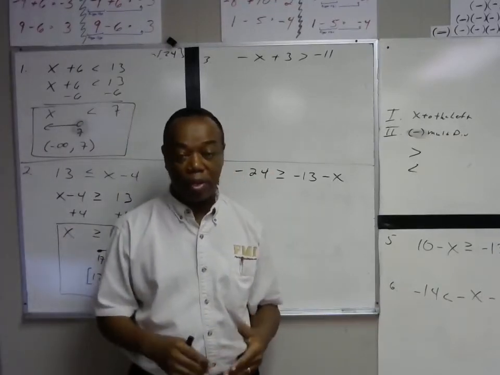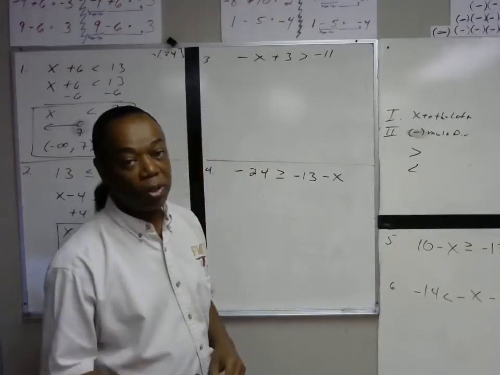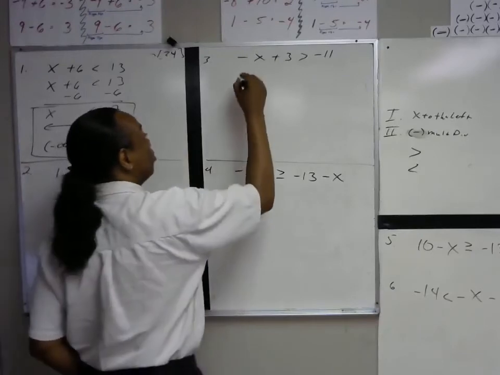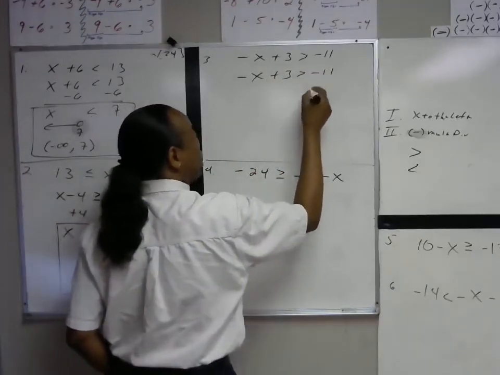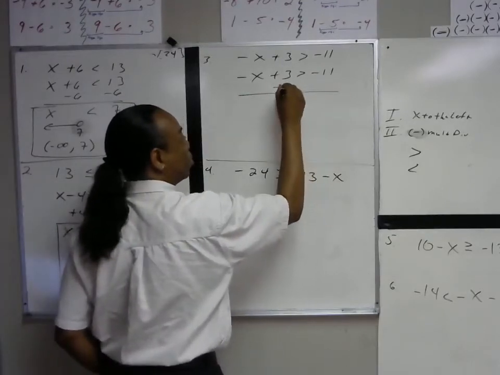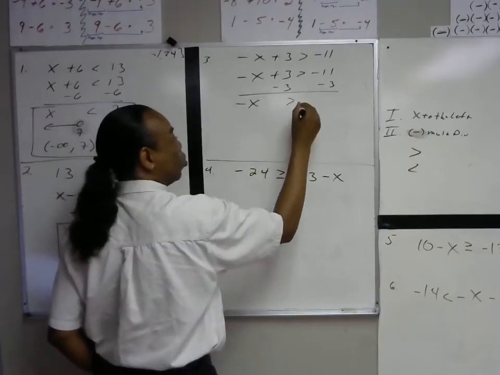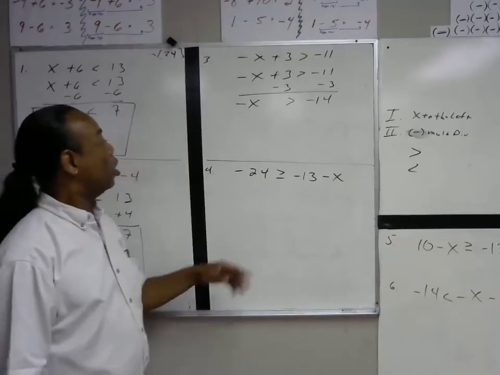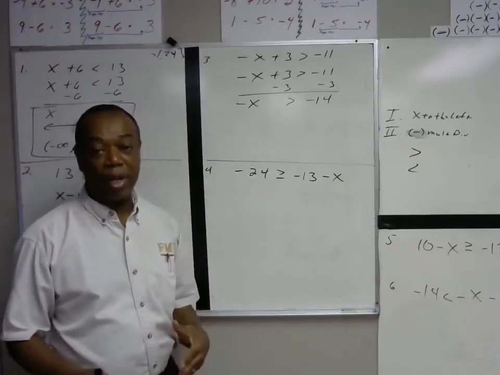Okay, number 3. We're going to deal with the idea of what happens when you have a negative on the x. Okay, and eventually we're going to have to multiply or divide by negatives on both sides. So let's see what happens with that. First, let's preserve the integrity of the original problem. And from here, I'm going to solve for x by subtracting 3 from both sides. And I will get negative x is greater than negative 14. So now I want to get rid of the negative from the x. So I'm going to divide both sides by negative 1.